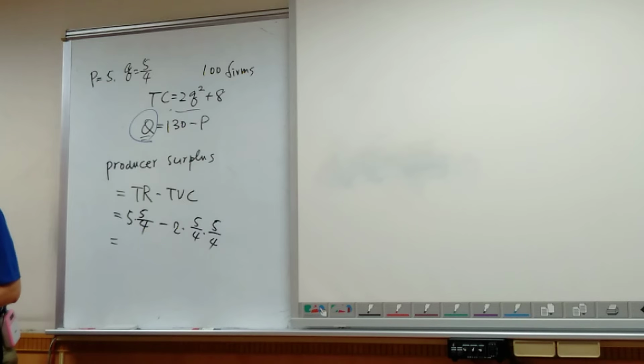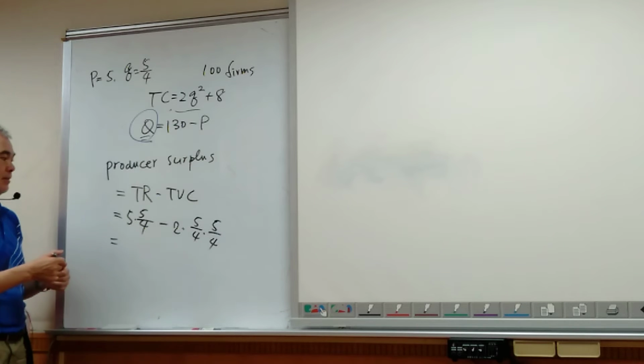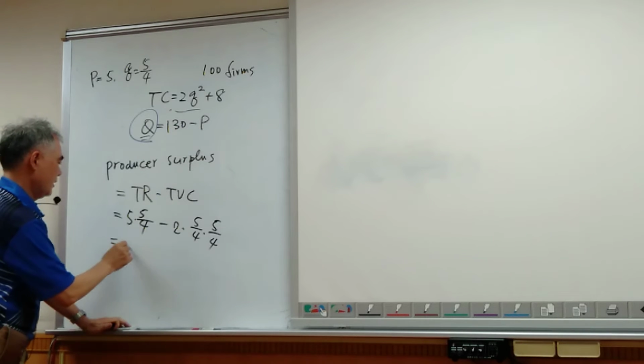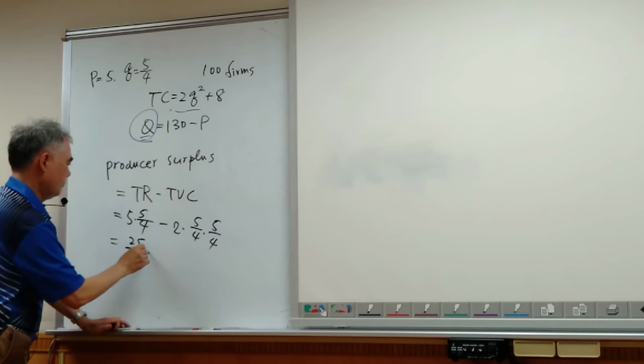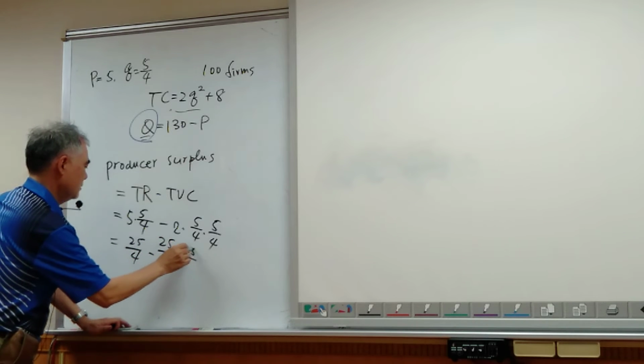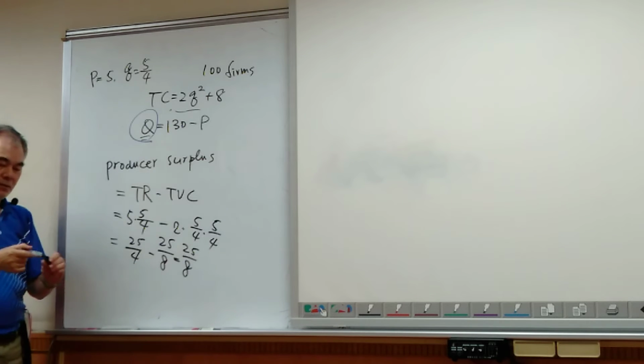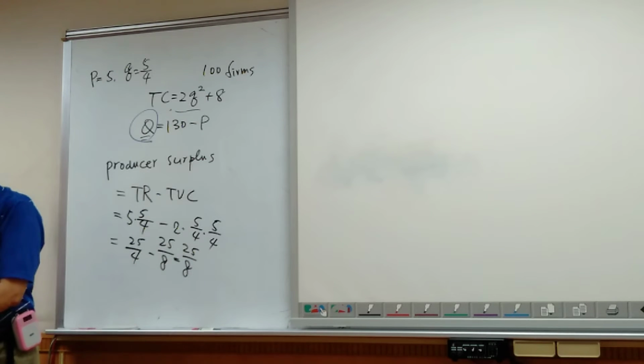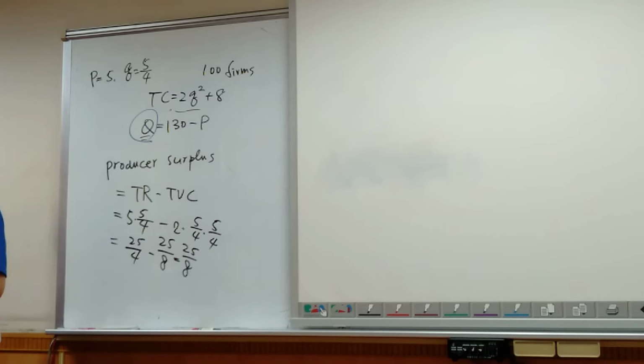So question 12, the answer is D. So here you have 25 over 4 minus 25 over 8, so that's 25 over 8. Any questions so far?